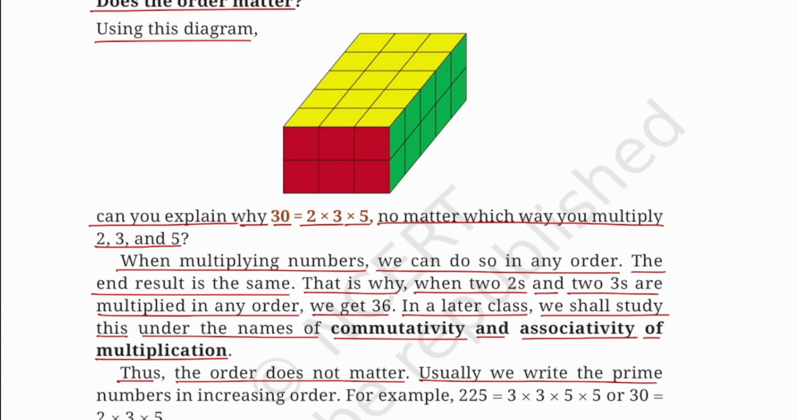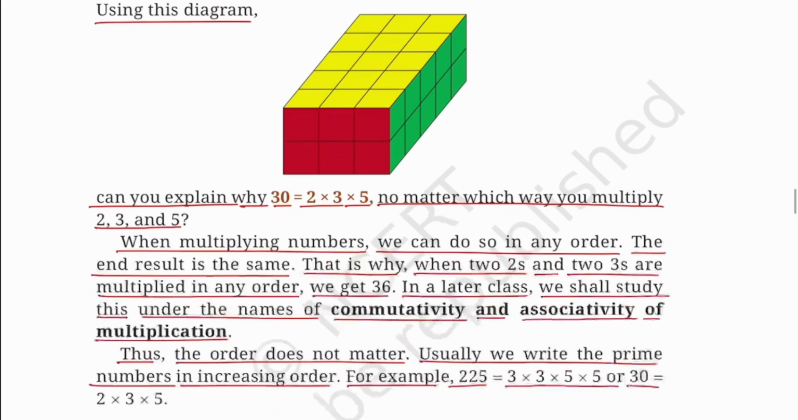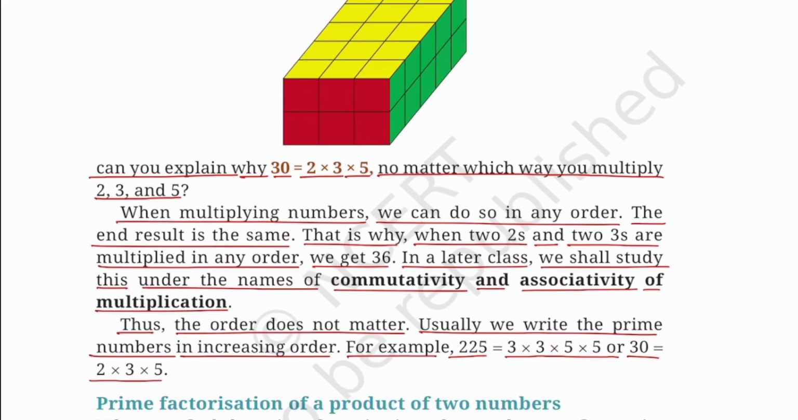Usually, we write the prime numbers in increasing order. For example, 225 is equal to 3 into 3 into 5 into 5, or 30 is equal to 2 into 3 into 5.